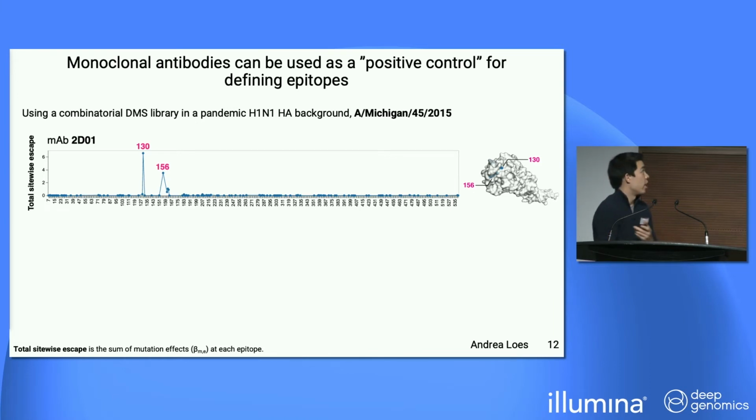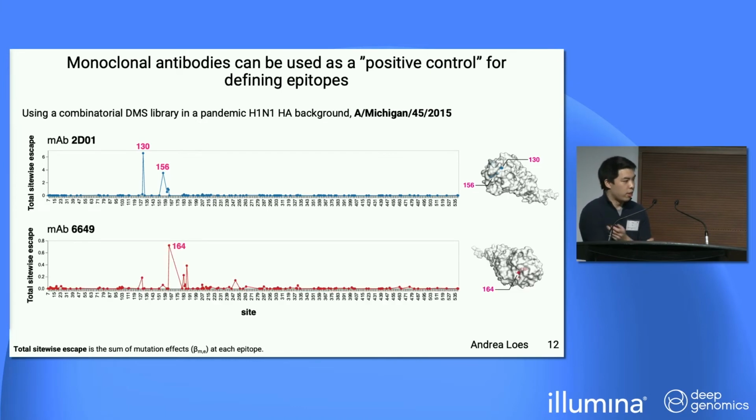This is exactly the case for this first antibody, 2D01. It's escaped by mutations at sites 130 and 156. And then we had another monoclonal, 6649. This one targets a different epitope and is escaped by mutations at site 164. This was just to see that, with a monoclonal antibody, we should only find one epitope, and that's exactly what we found.